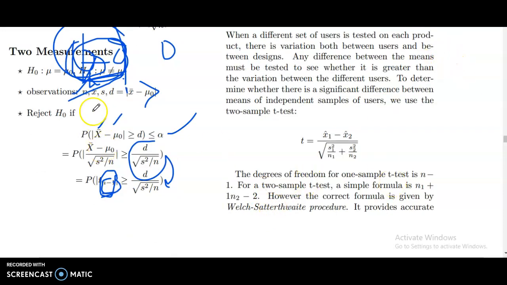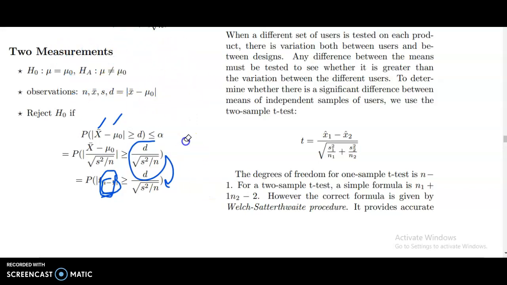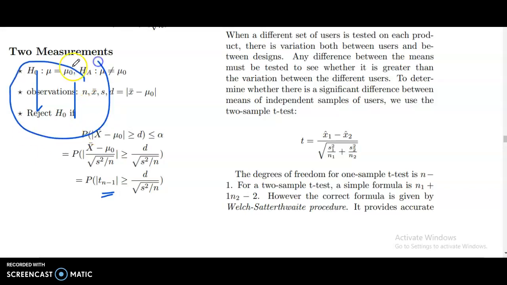Any difference between the means must be tested to see whether it is greater than the variation between the different users. To determine whether there is a significant difference between means of independent samples of users, we use the two sample t-test.